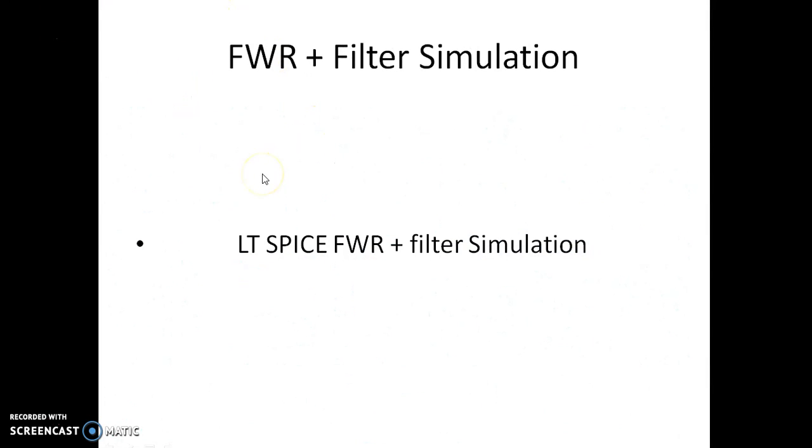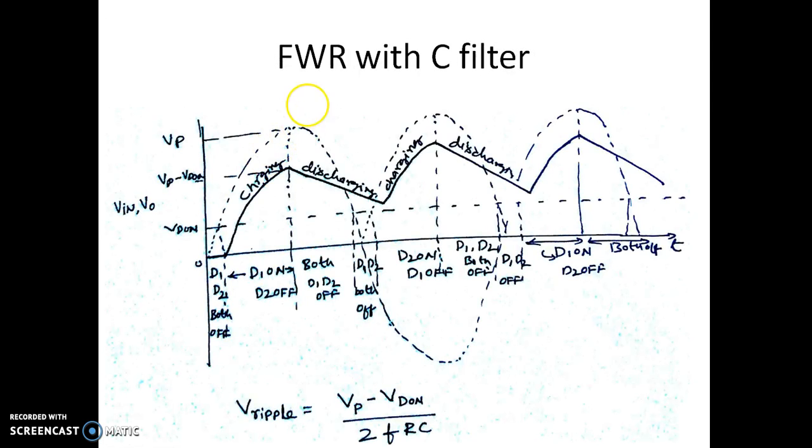The only difference in case of a bridge rectifier, it will be almost similar to this type of shape. Only difference is this peak voltage will not be Vp minus Vd on, it will actually be Vp minus 2 Vd on. So there is a term 2 that gets added to this Vd on, because we're going to have 2 diodes conducting simultaneously when the capacitor is charging. So the capacitor will charge up to Vp minus 2 Vd on. So that is a major difference.